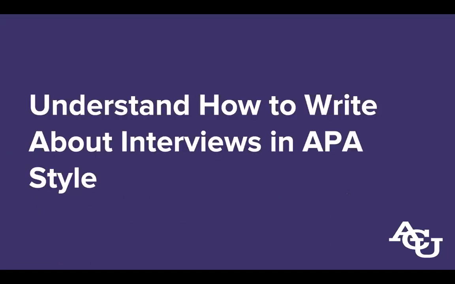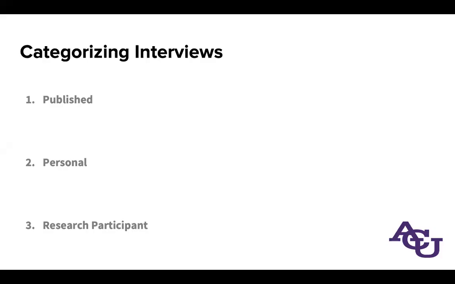So let's talk about how to write about interviews in APA style. Now, a basic precept of APA style is to show your sources, to tell the reader where the information came from. And depending on the particular type of source, you may have a more formal citation or a less formal one. And there are different ways to acknowledge the different types of information. The unifying precept is tell the reader how you know what you know.